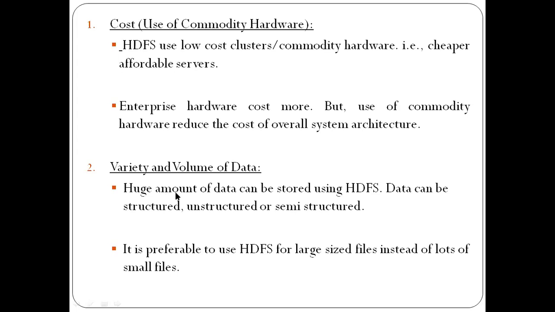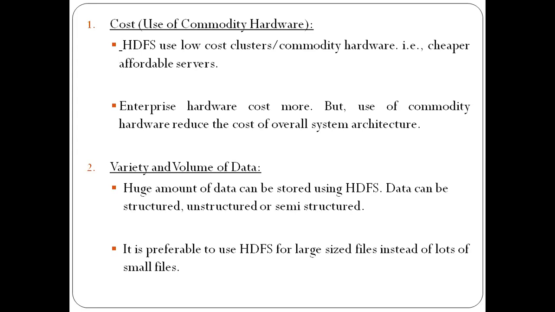Second feature is variety and volume of data. Using HDFS, we can store a huge amount of data in an efficient way. The data can be structured, unstructured or semi-structured. This is the main difference between a database or DBMS and HDFS. In a DBMS, the data used should be structured, but in HDFS, data can be structured, unstructured or semi-structured.